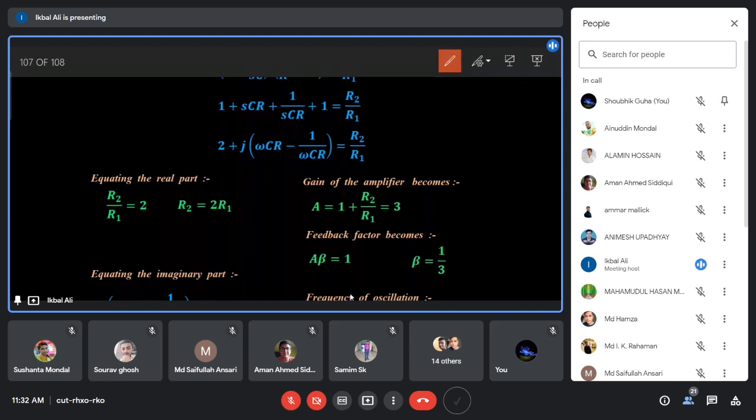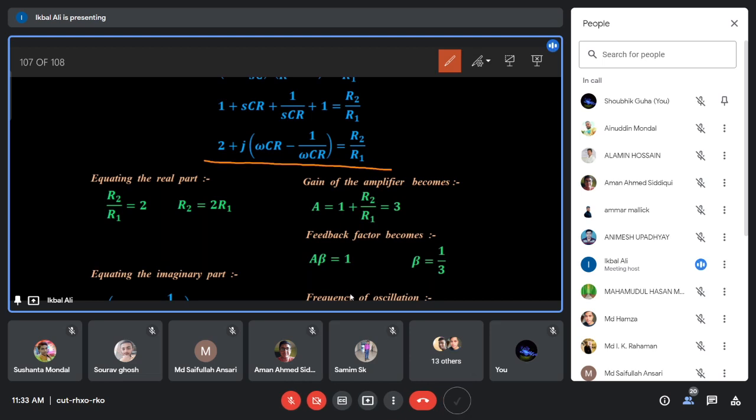Now this S is a complex quantity. S means J into omega. Now substitute S = J omega. So you will get this one, and this one will give you 2. With S = J omega, take the J common, so it will be J omega CR. This will give you omega CR, and this will give you minus 1/omega CR, because S equal to J omega is in the denominator. If you put the J in the numerator, it becomes minus. So 2 + J(omega CR - 1/omega CR) = R2/R1.